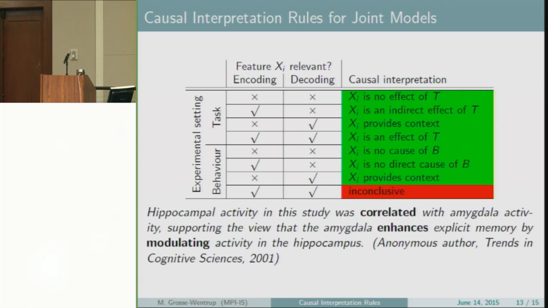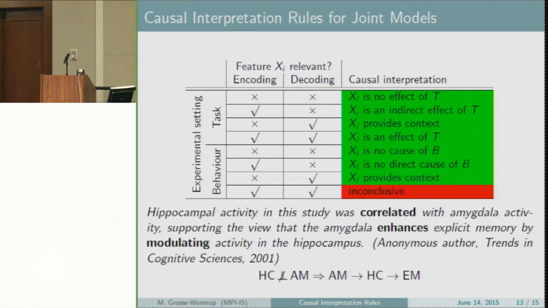So going back to this example in the beginning, we translated the statement, hippocampal activity is dependent on amygdala activity, hence the amygdala enhances explicit memory via modulating the hippocampus. If you go back to this table, there's really no support for this statement. Just because these two variables are correlated with one another doesn't mean that you have this chain here.